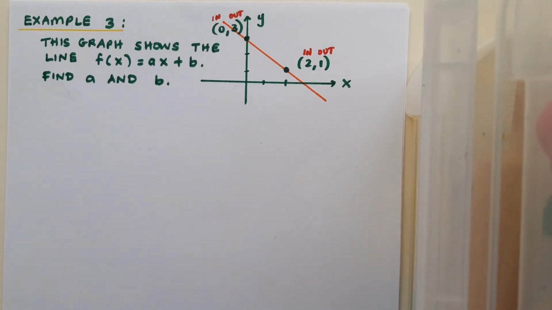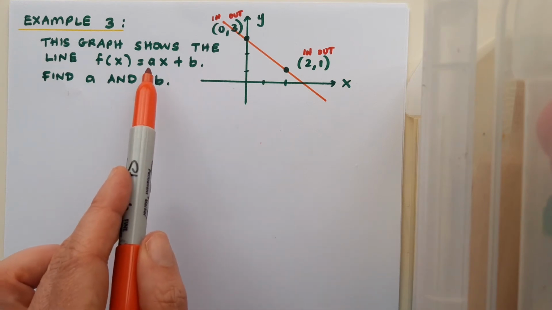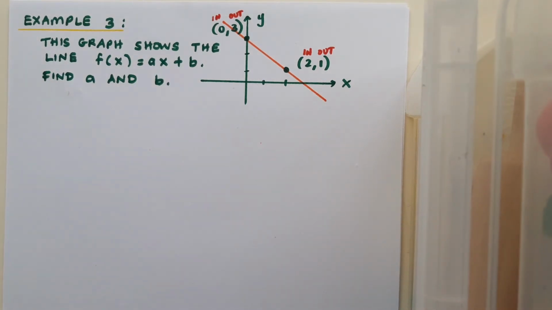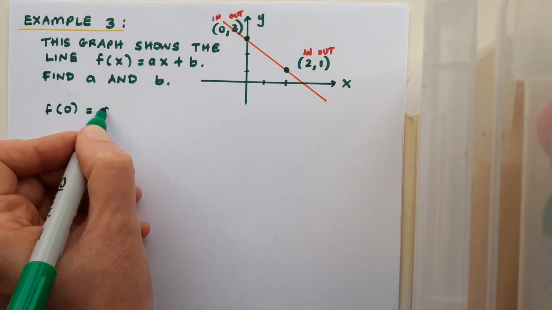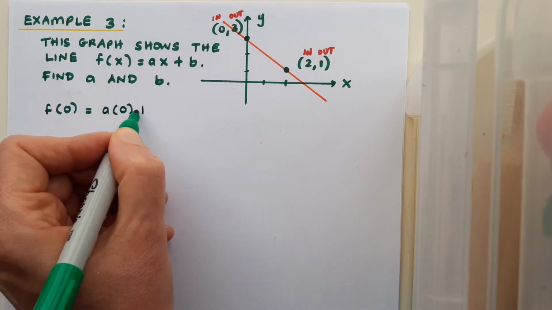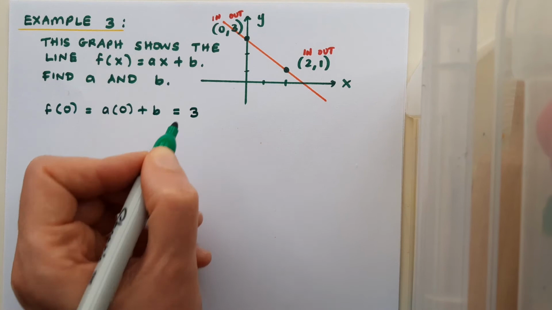Now just like before, I have a function. I don't know an awful lot in this function, but that's fine. I'll still put my input in and get my output out. And because I have 2 points, I'll do it twice. So I'm going to start at the point (0, 3). So I'm going to put 0 into my function. That's a times 0 plus b. And that will be equal to my output, which is 3.